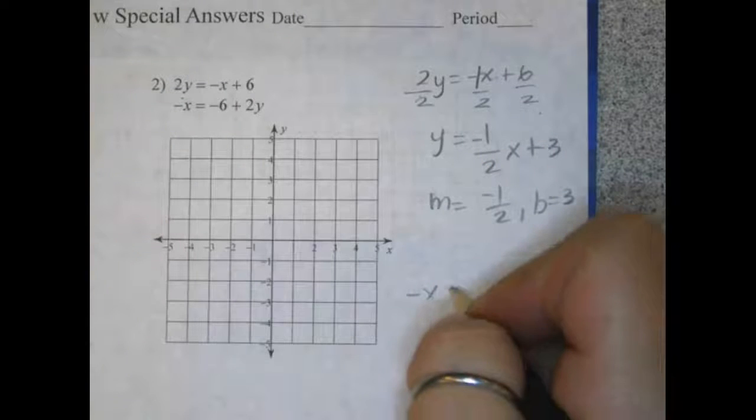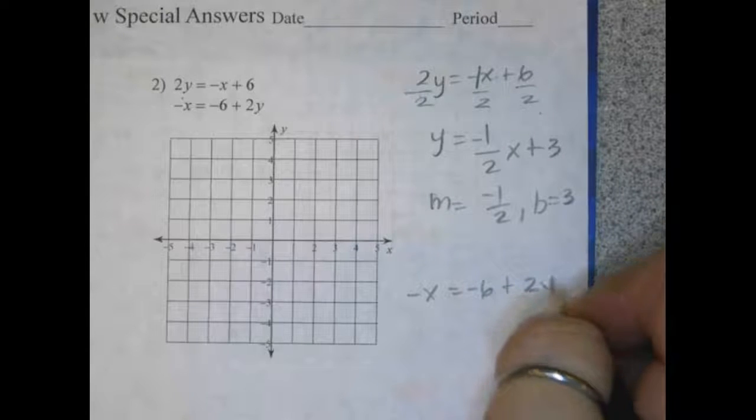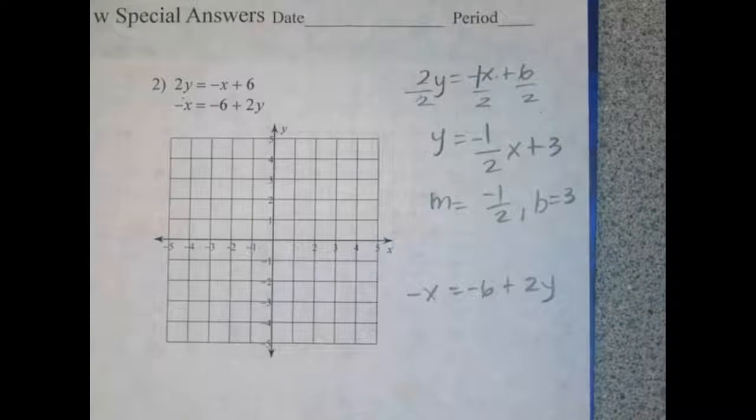Negative x is equal to negative 6 plus 2y. Now this is definitely not in the order that I need it to be.